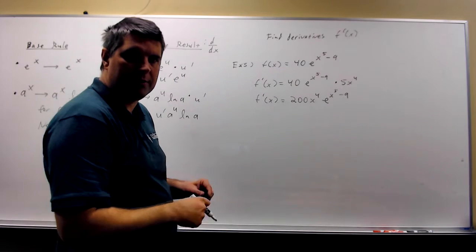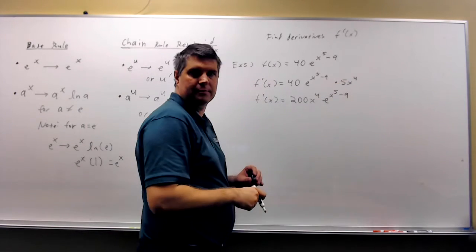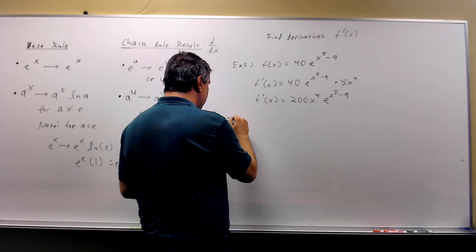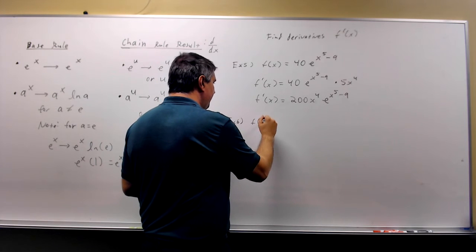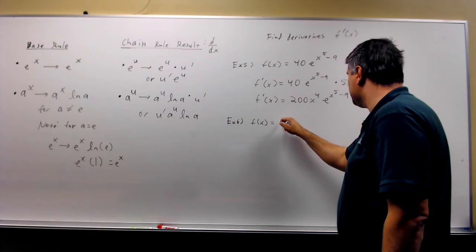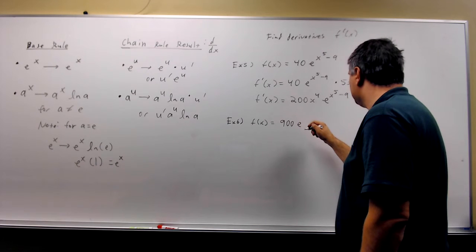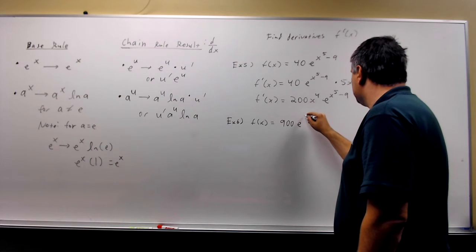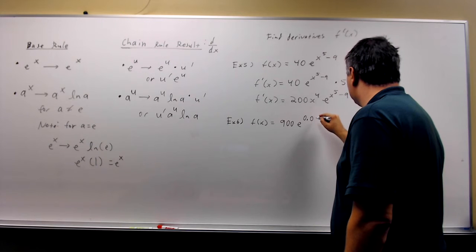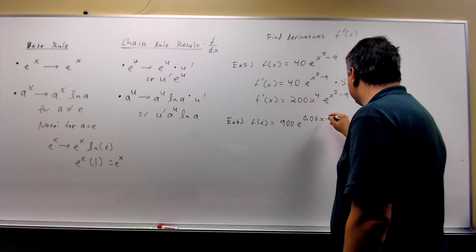Here's another one. Example 6. f of x equals 900 e to the 0.06 x power.